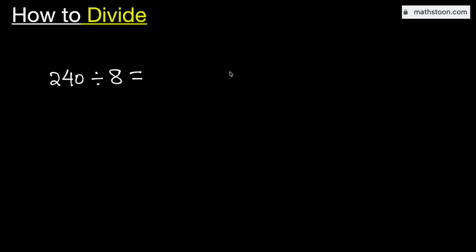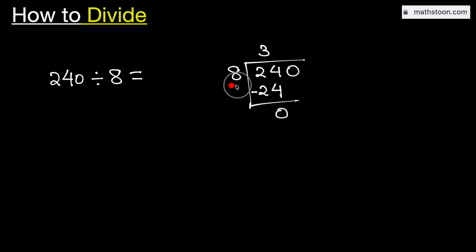Let's learn how to divide the number 240 by 8 using the long division method. Now see that the first digit 2 is less than 8. That's why we will consider the number 24. And we know that 8 times 3 is 24. Subtract, we get 0. Now see that this 0 is less than 8. That is why we need to bring down this number 0 here.